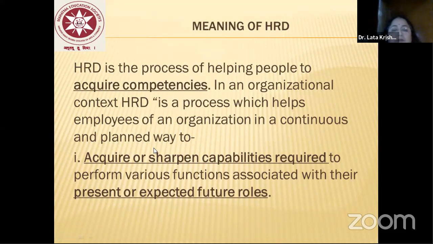All right. So acquire or sharpen capabilities required. So what are these capabilities required? If you are working in a particular business organization, you have a job description, you have certain tasks to perform, you have a role and responsibility, and to do that particular activity or to perform that particular role, you have to have the knowledge and the skill, the authority and the responsibility to do it. And HRD has to help human resource to acquire or sharpen the capabilities required to perform those various functions.